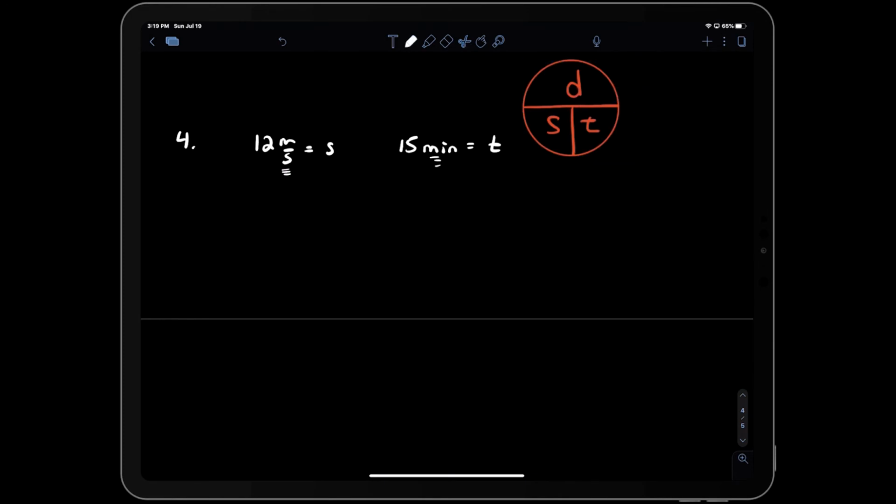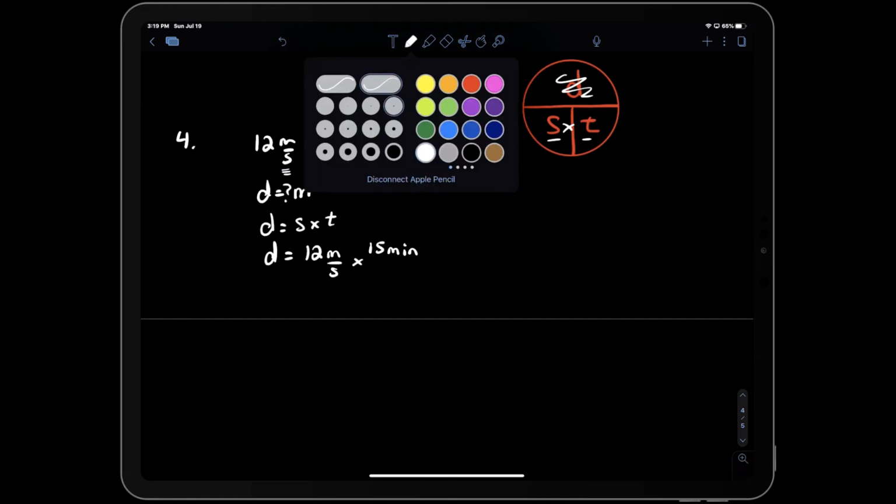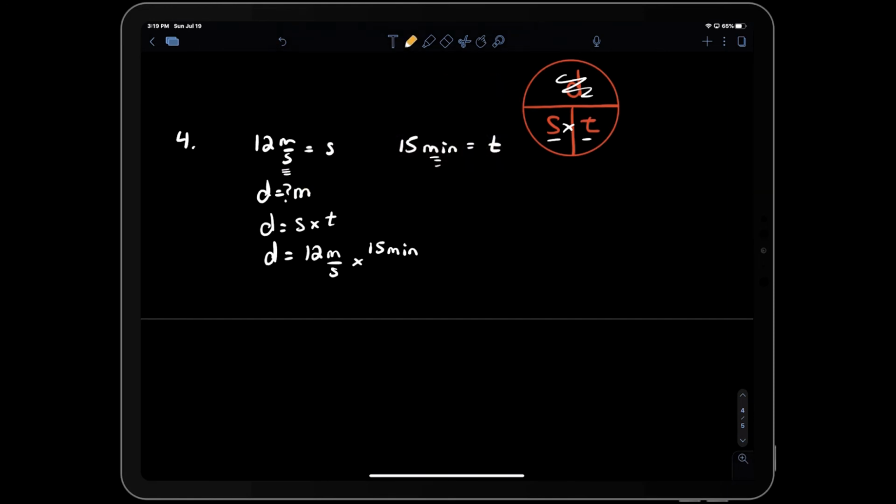We are going to get the distance in meters. Question mark here. We need an equation. Distance equals. That means that we're going to multiply those two variables together. So distance equals 12 meters per second times 15 minutes. But we need to have a conversion factor.